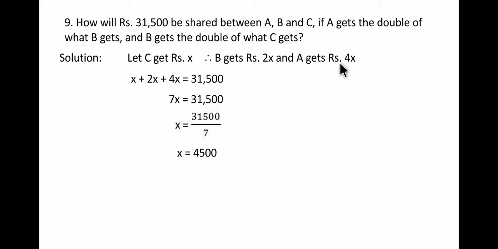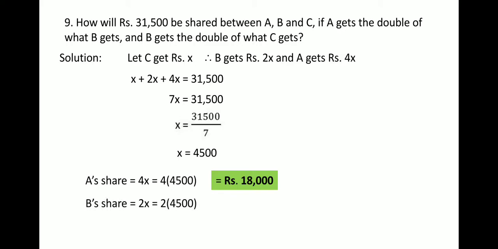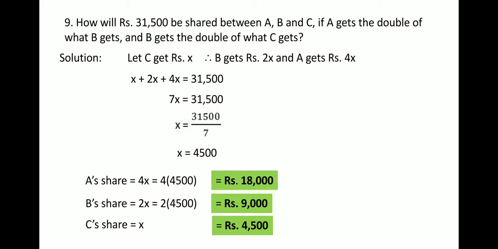Now since A gets rupees 4x, this means A gets 4 times x, and the value of x is 4,500. So when you multiply 4 with 4,500, the answer obtained is rupees 18,000. Similarly, B's share is equal to 2x, that means 2 multiplied with 4,500, which will give us rupees 9,000 as the share of B. And finally, C's share is equal to x, and the value of x is rupees 4,500 itself. So these are the values of A, B and C's share.